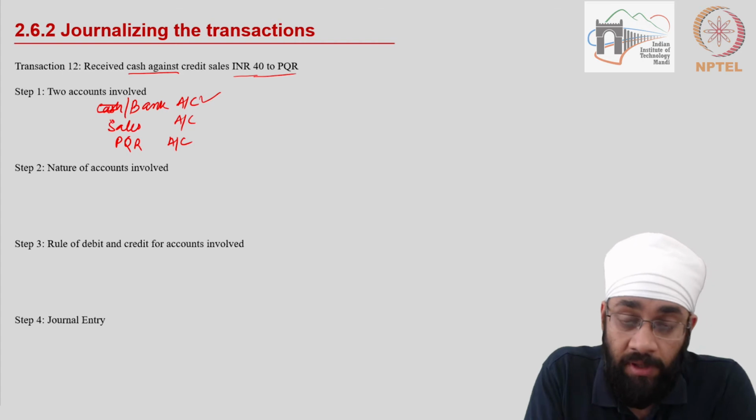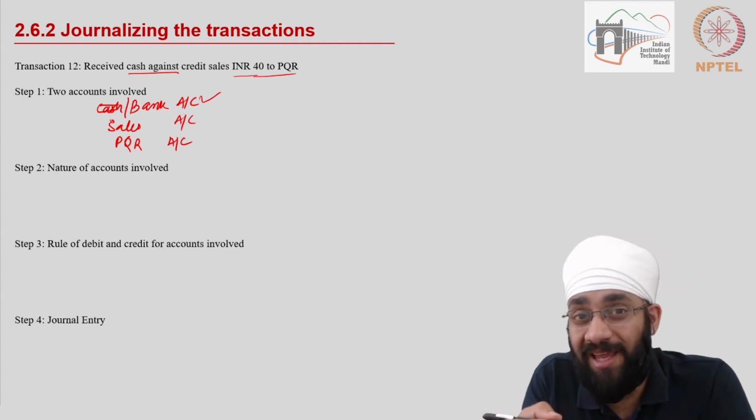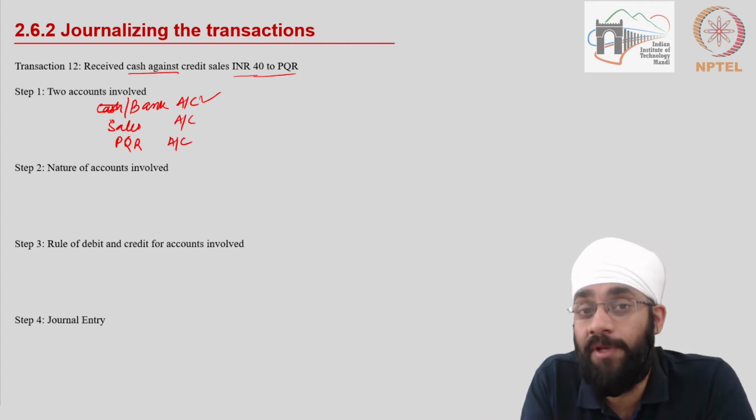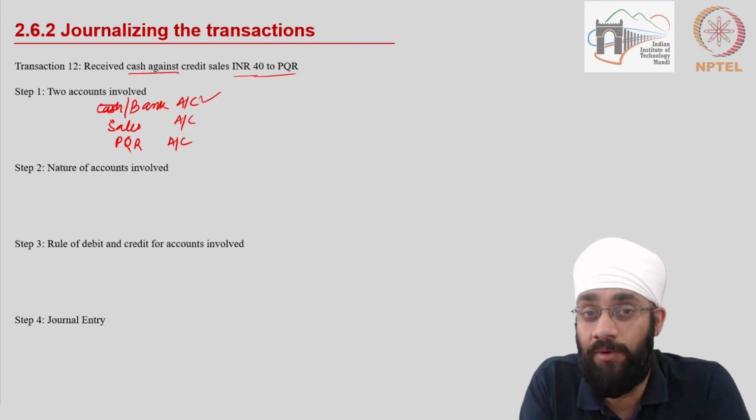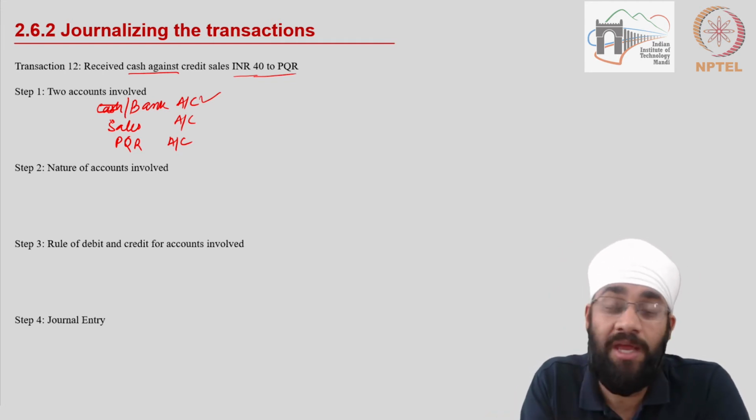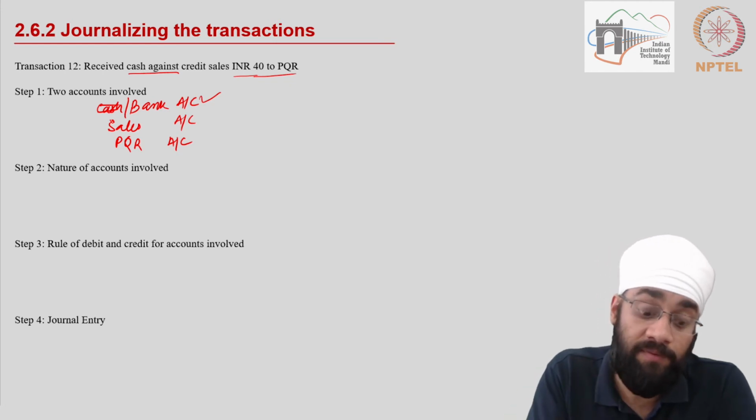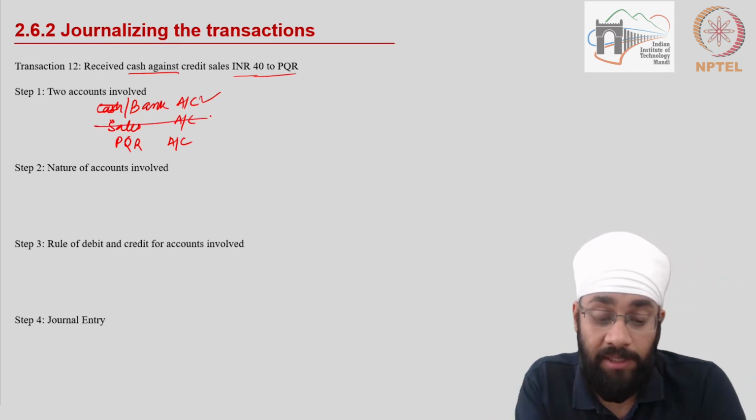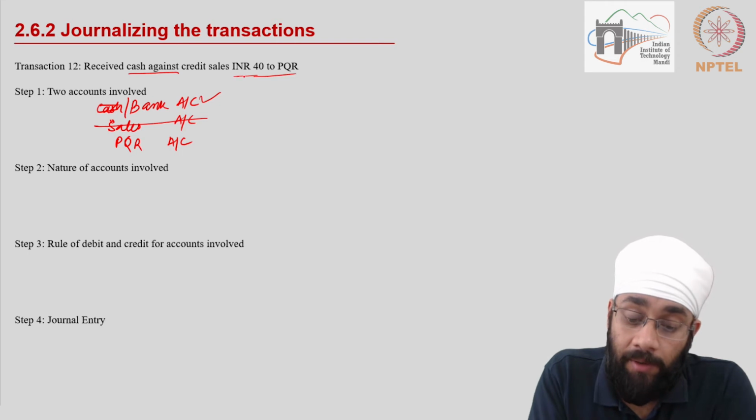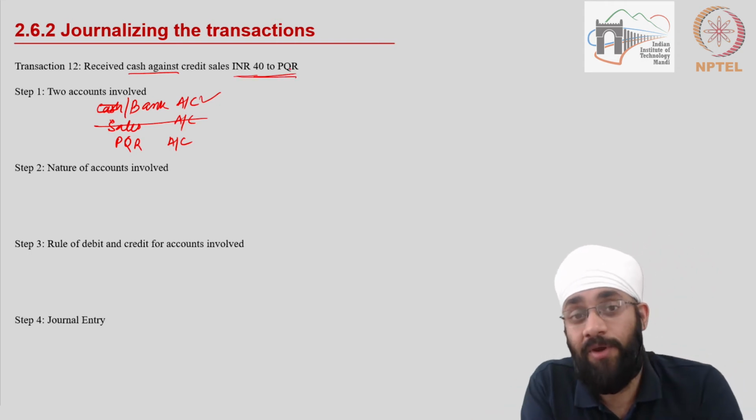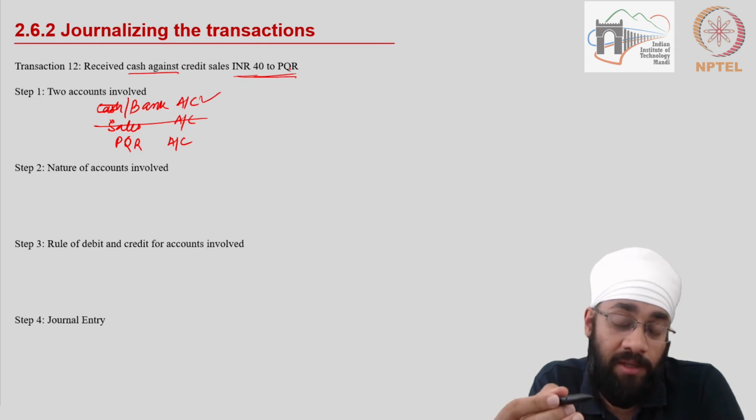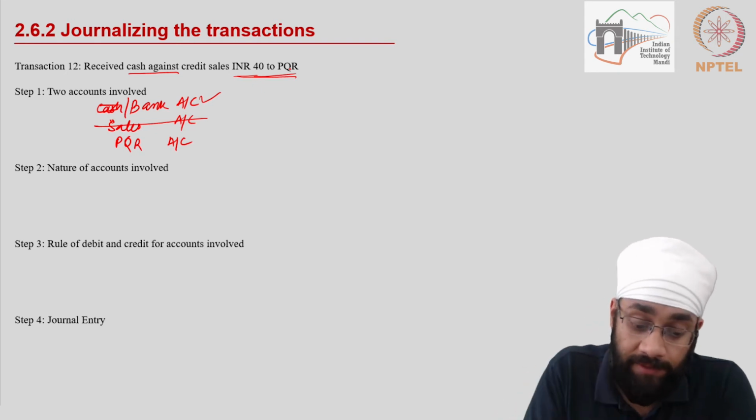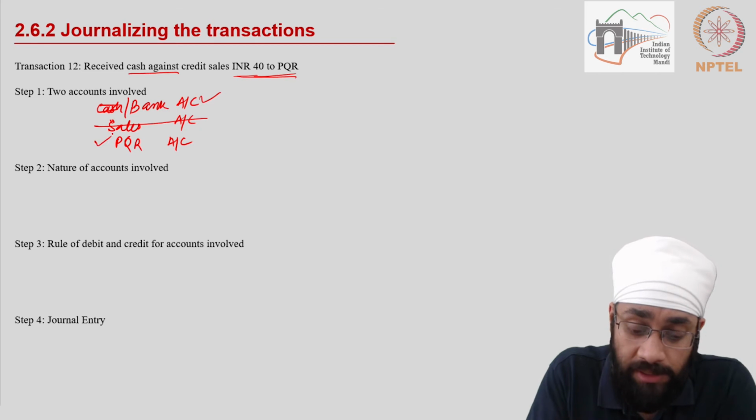Sales account. Right now, there is no sale happening, only collection is happening. The sale happened earlier, and when the sale happened, you wrote it in the sale account. At this point in time, no sale is happening, only money is being received, so you do not write anything in the sale account. But PQR is the one who is paying you this money back, so you should certainly write in the account of PQR. So PQR account is the other account.